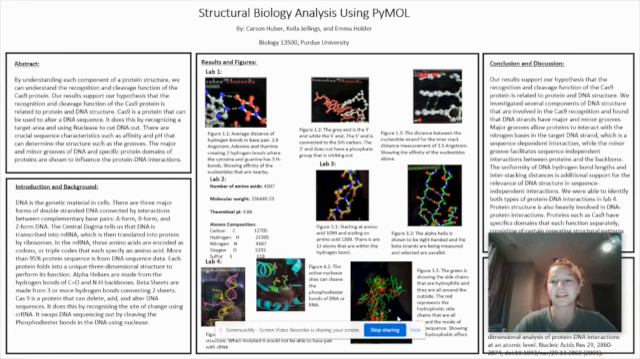Hello, I will be sharing the conclusion and discussion portion of our experiment. Our results support our hypothesis that the recognition and cleavage function of the Cas9 protein is related to the structure of both DNA and protein molecules. We determined that the double helix structure of DNA, and more specifically the major and minor grooves resulting from it, are important to the DNA-protein interactions.